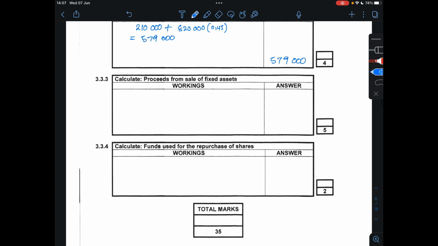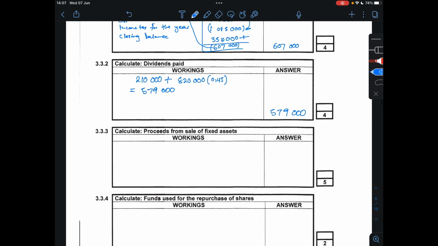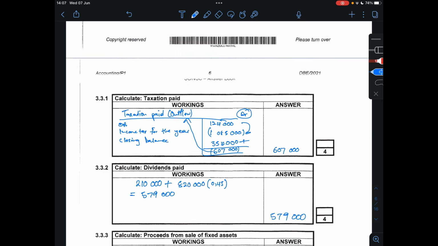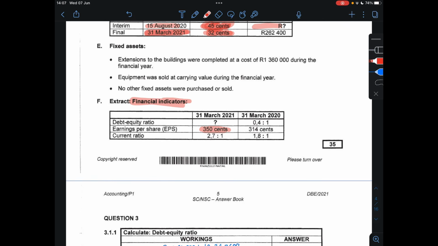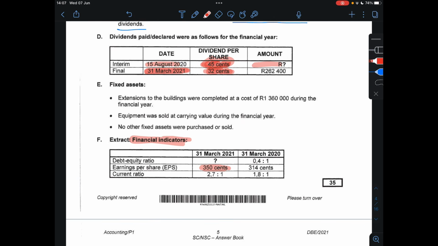Okay, and then we move to proceeds from sale of fixed assets. In fixed assets, we are given that extensions to the buildings were completed at a cost of 1,360,000. And then equipment was sold at a carrying value, but we're not given the carrying value amount. It was sold during the financial year. No other fixed assets were purchased or sold.